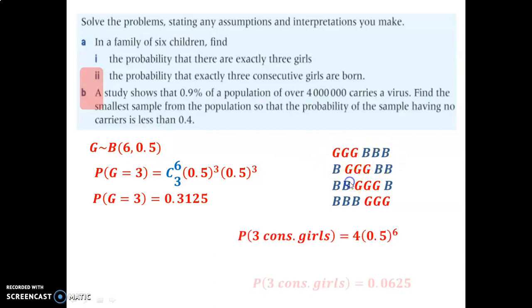So the probability of 3 consecutive girls is 4 of these arrangements, but each of those arrangements has this probability, 0.5 multiplied 6 times. Imagine a tree diagram. It would be girl, girl, girl, and then boy, boy, boy, and that path is always 0.5 multiplied 6 times. Then we have 4 different paths that lead to 3 consecutive girls. So multiply those, and we get this answer. So that's the chance of having 3 consecutive girls. That's a good problem. Let's look at part B now.